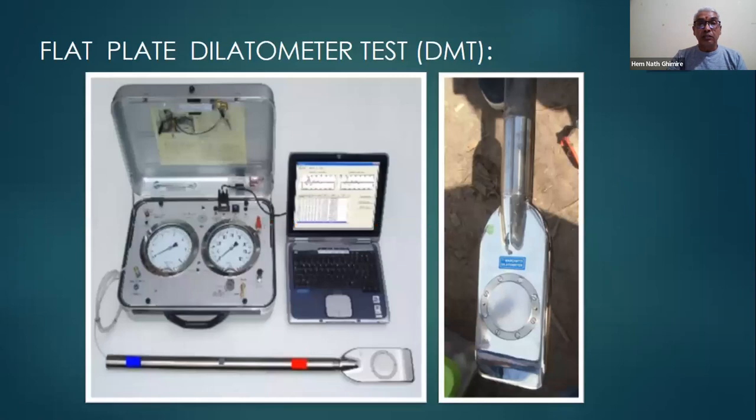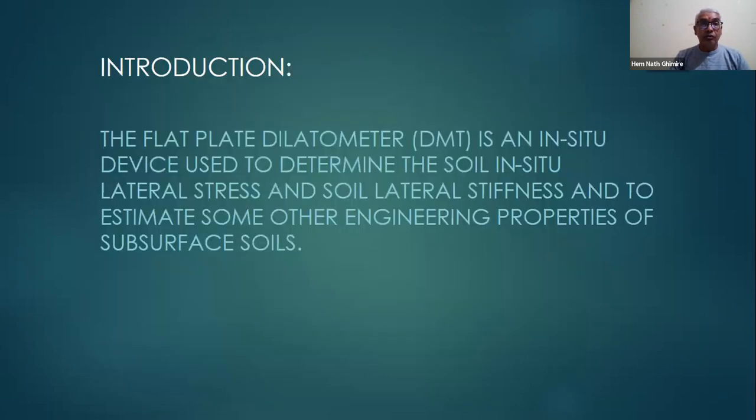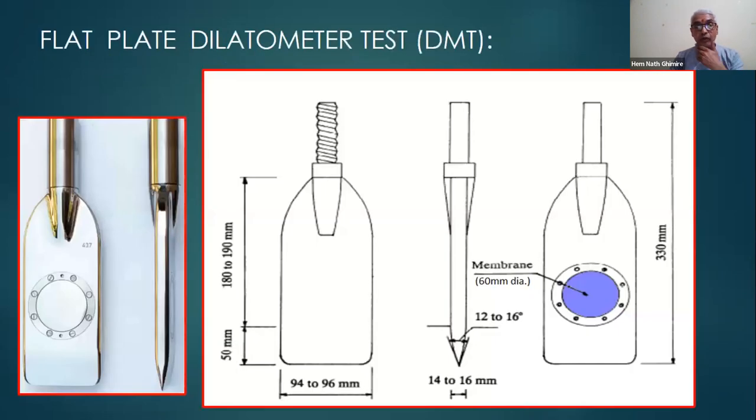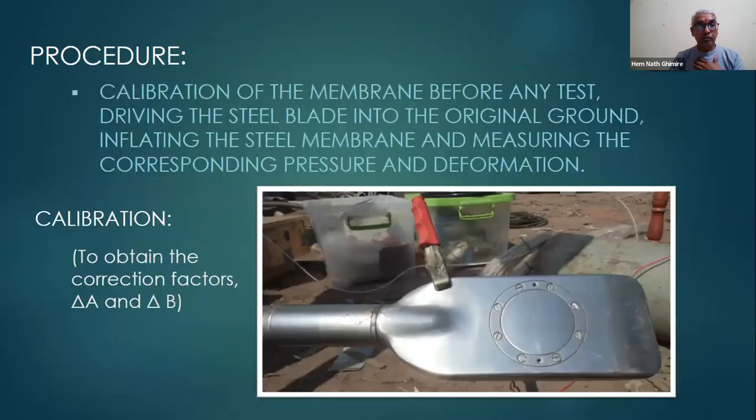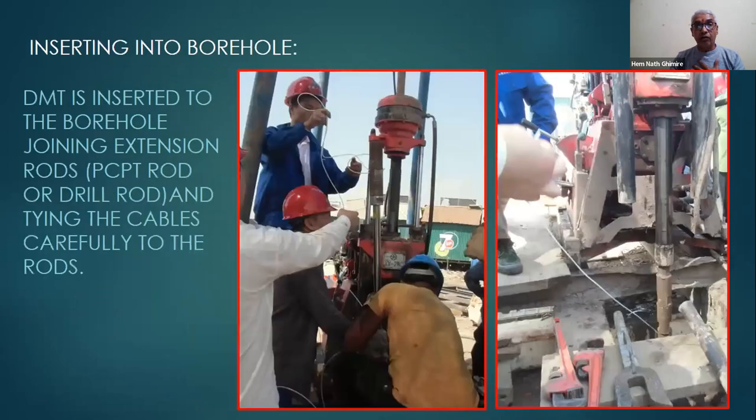And then another system was the flat plate dilatometer. This was done in every pier at 3 meter intervals. I'll not go into detail of this test. How do we do it? If we want to know in detail, we can have another session for all these details. I'll not go into detail over here. So this is the process, the calibration and all these things.